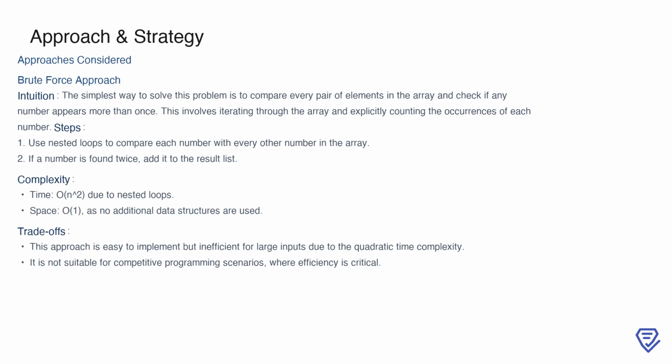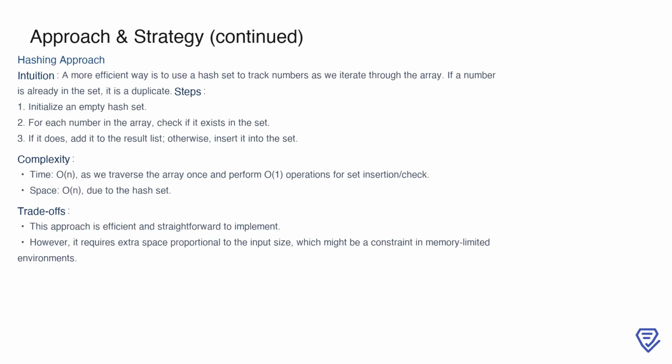While this method is easy to implement and doesn't require additional memory, it is computationally expensive. With a time complexity of O(n²), due to the nested loops, this approach becomes impractical for larger input sizes. Although it uses constant space, the inefficiency of its runtime makes it unsuitable for scenarios where performance is critical, such as competitive programming. A more efficient solution can be achieved using the hashing approach.